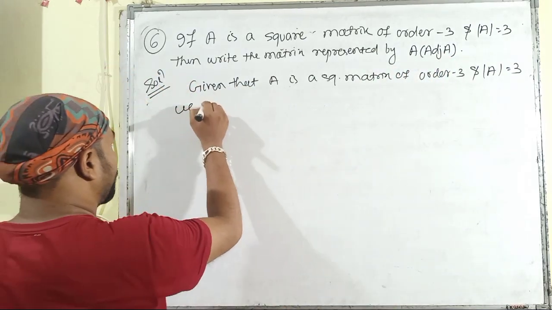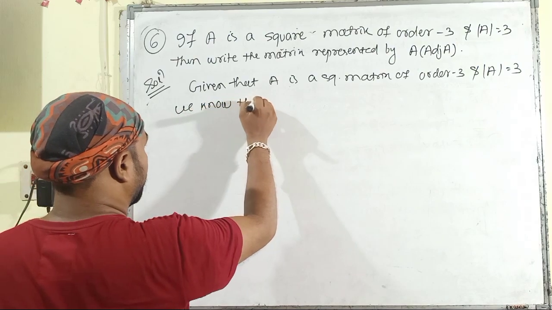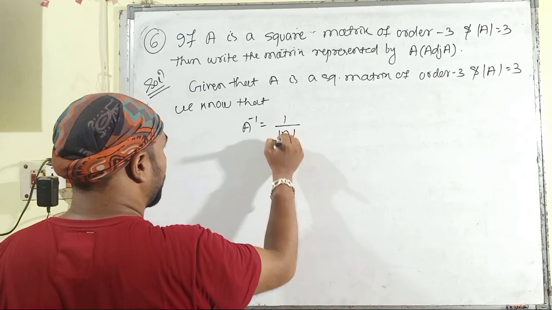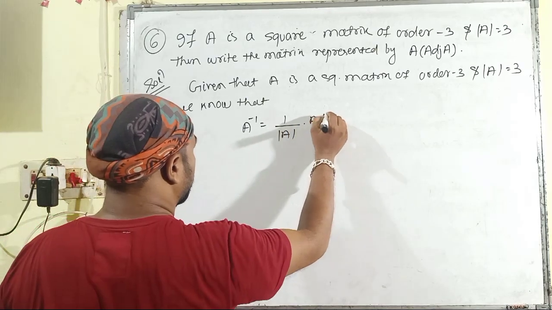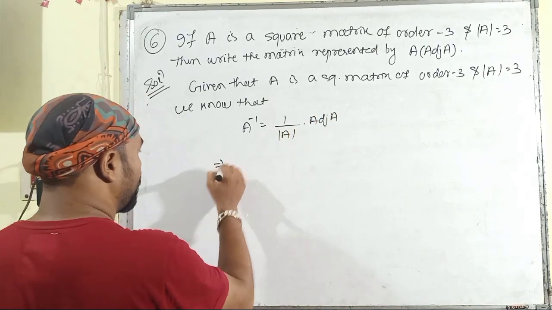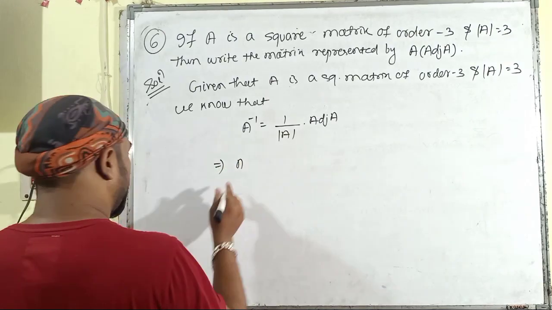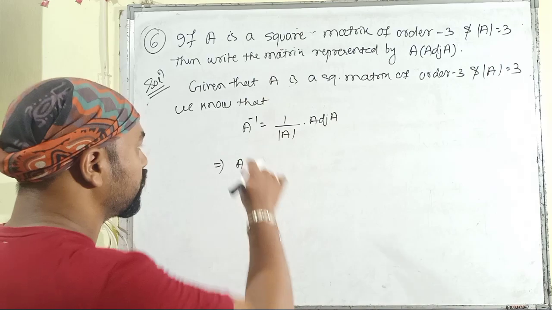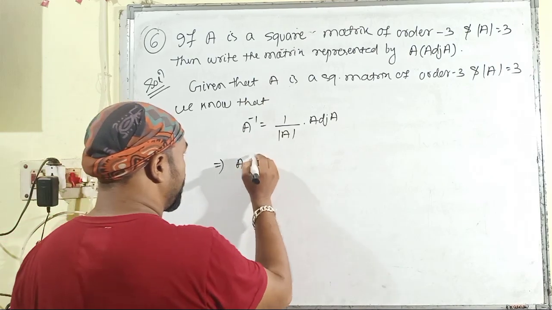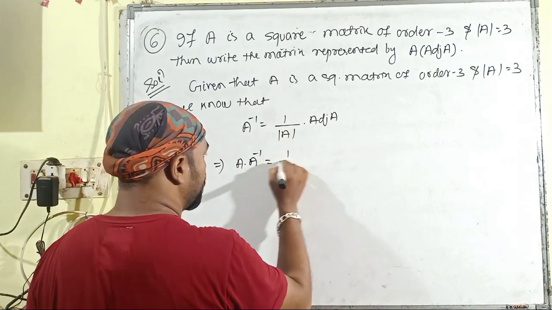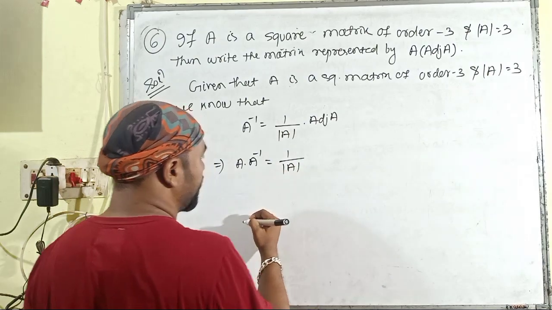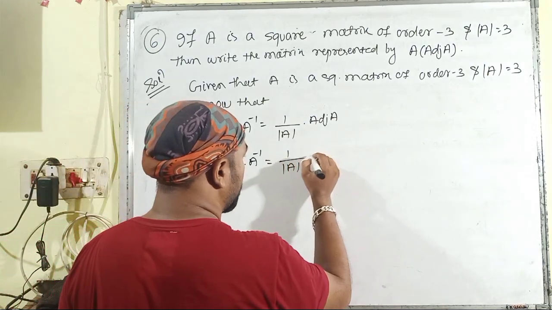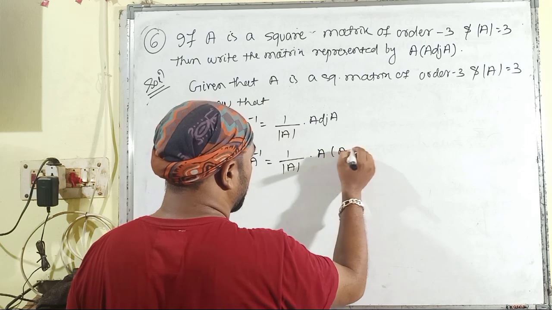We know that A inverse is equal to 1 upon the determinant of A multiplied with the adjoint of A. That implies, let us multiply the matrix A to both sides of the above equation. So it will be A multiplied with A inverse, then 1 upon the determinant of A, which is a scalar value, multiplied with A.